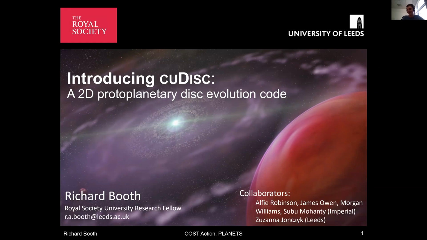Great. So I'm going to talk about a code we developed here to model essentially grain growth and evolution of dust, and also we're now coupling it to volatiles in protoplanetary disks. This is similar to a lot of things that you'll have seen already, but the key difference here is that we're trying to model the vertical structure in the disk as well as the radial structure.